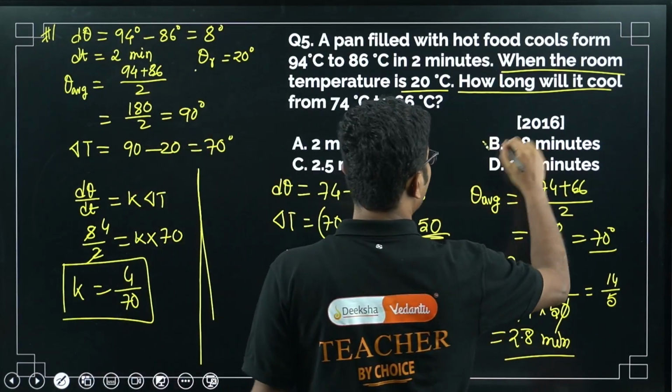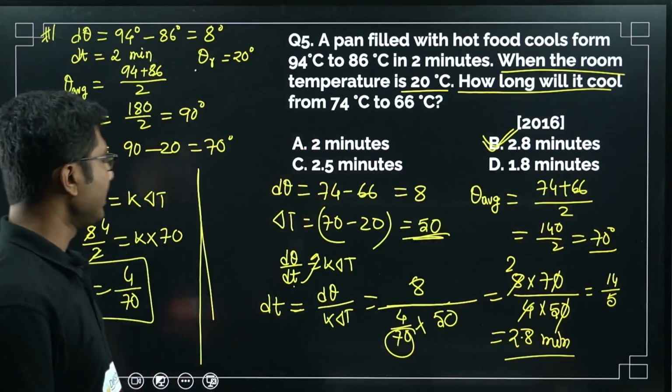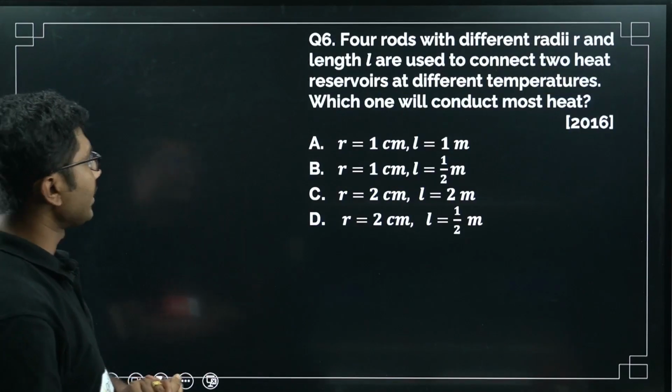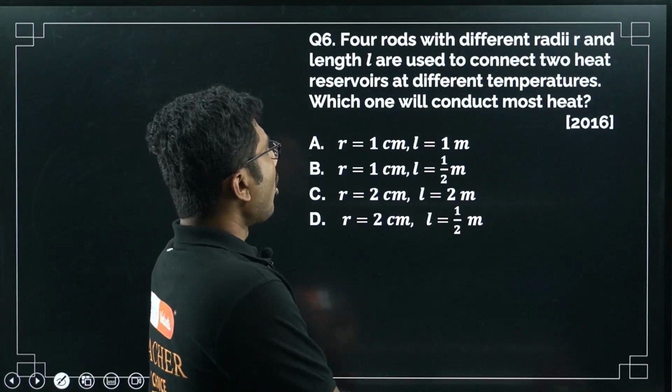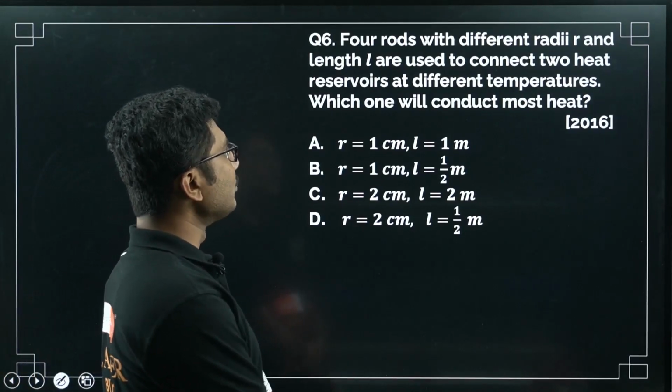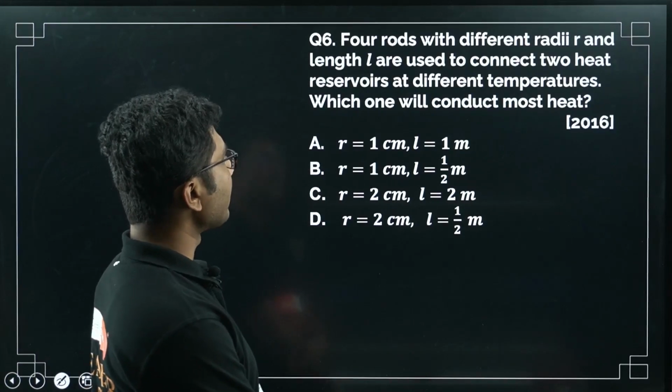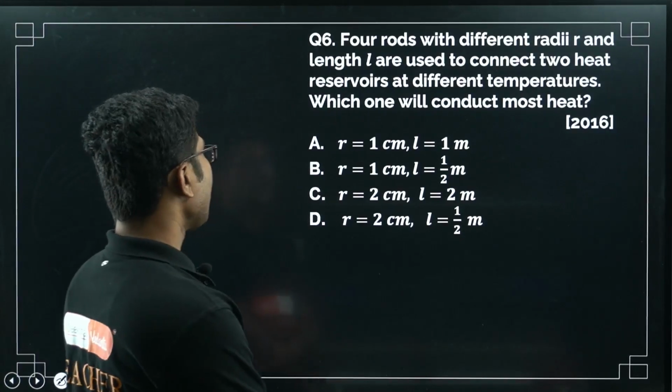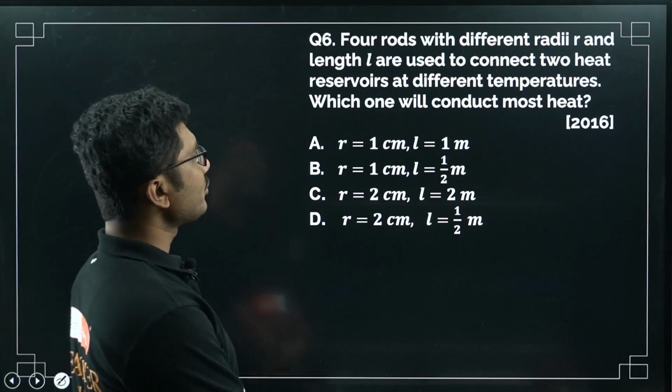It will be 2.8 minutes. Right? Now, next question. 4 rods with different radii R and length L are used to connect 2 heat reservoirs at different temperatures. Okay, which one will conduct most heat here?